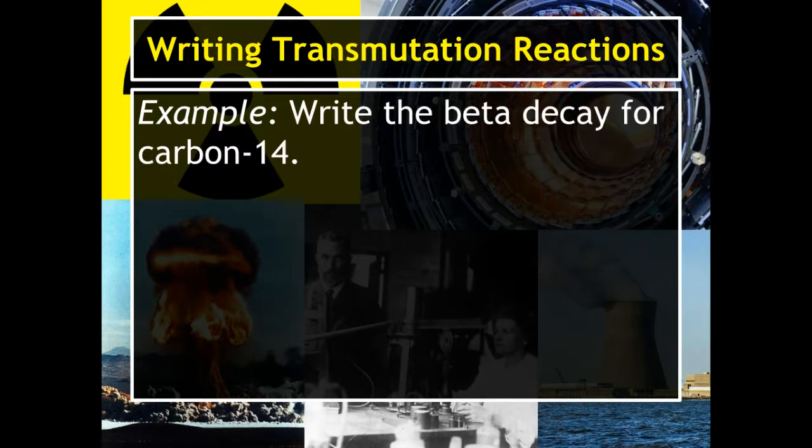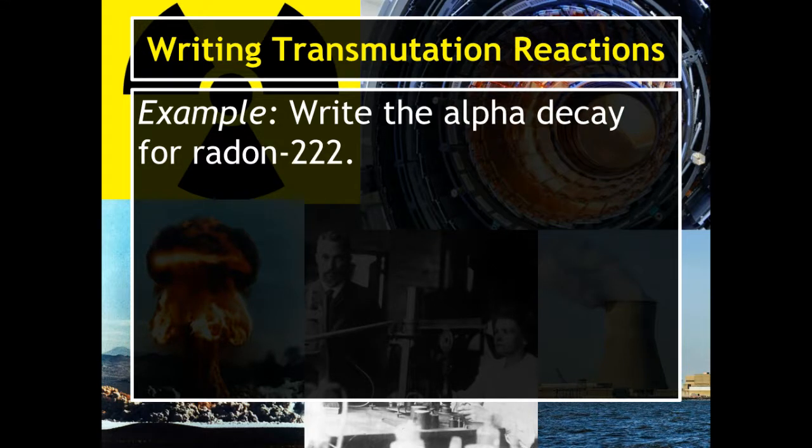Write the beta decay for carbon-14. Well, there's carbon-14. Atomic mass of 14, because it told me so. Carbon has 6 protons. Beta decay means I'm going to have an electron, right? What else happens in a beta decay? A neutron breaks down into a proton. So this is the correct way to write beta. We learned this yesterday. How about alpha decay? We also learned this yesterday.